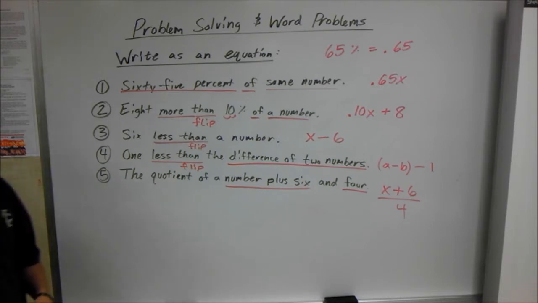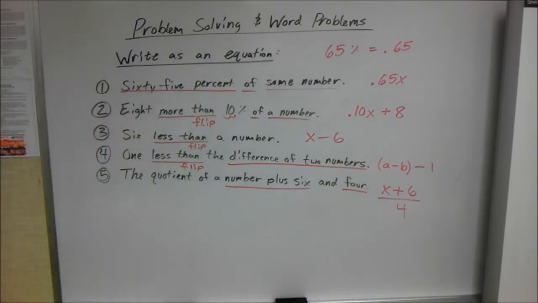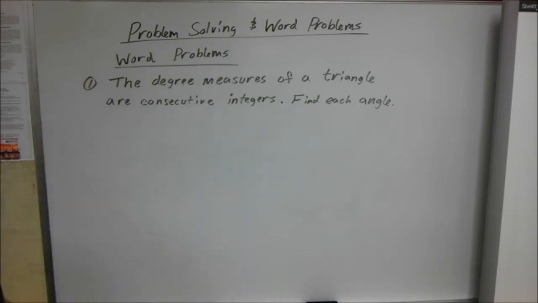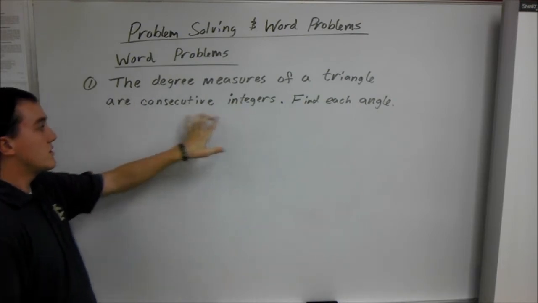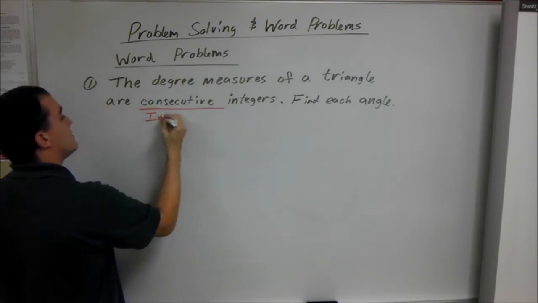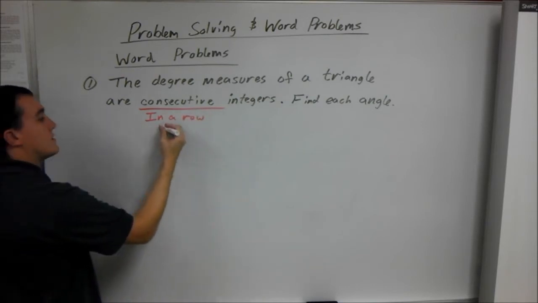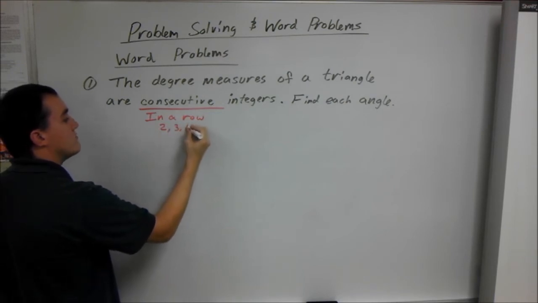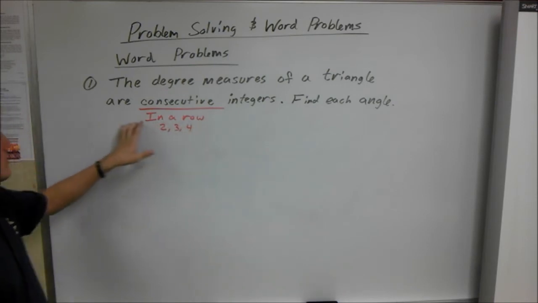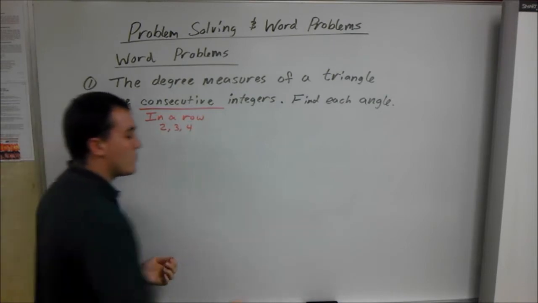Now we're going to do some word problems. First word problem. The degree measures of a triangle are consecutive integers. Consecutive means in a row. So that's what we need to know first. In a row, so for example, something like 2, 3, and 4. So the degree measures of a triangle are consecutive integers. Find each angle. So it's best to always draw a picture for these.